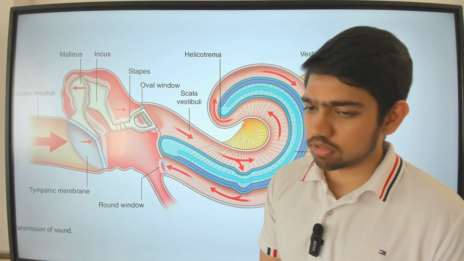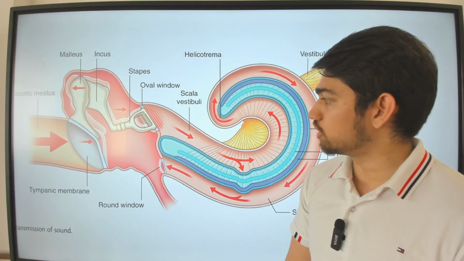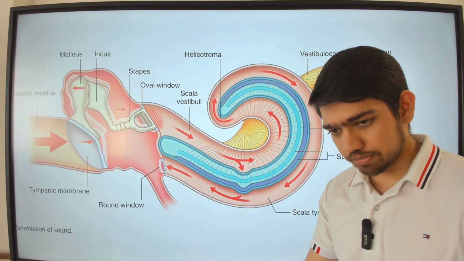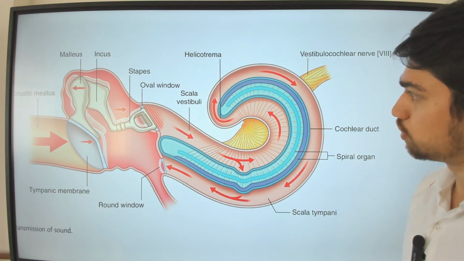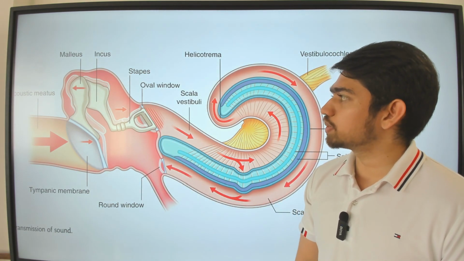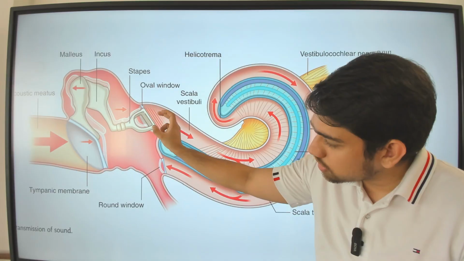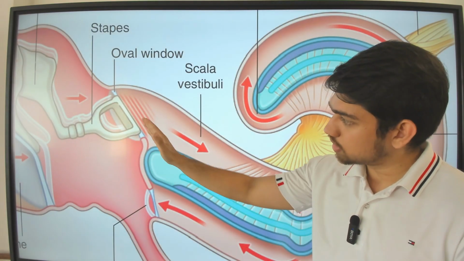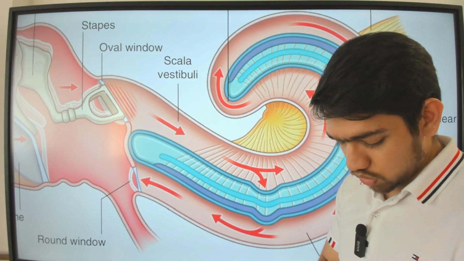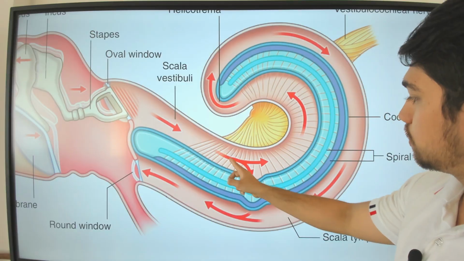That is magnified by the three bones, and they are like pumping the oval window. This whole system is filled with fluid, so the pumping or the vibration of the stapes on the oval window is going to generate some waves. Can you see? Those waves are going to be transmitted throughout the fluid like this.